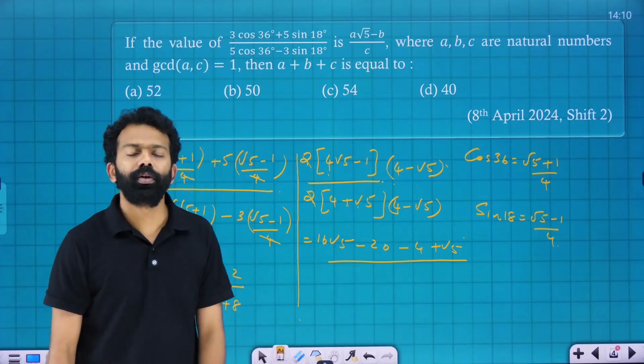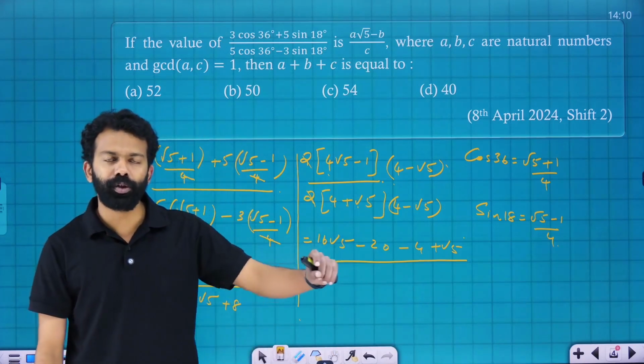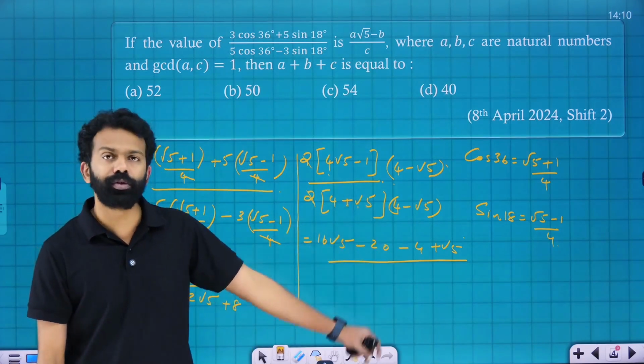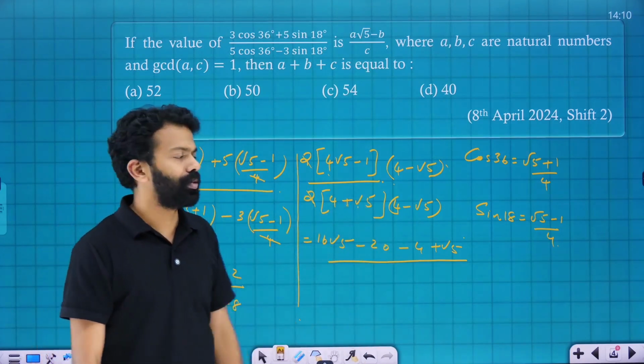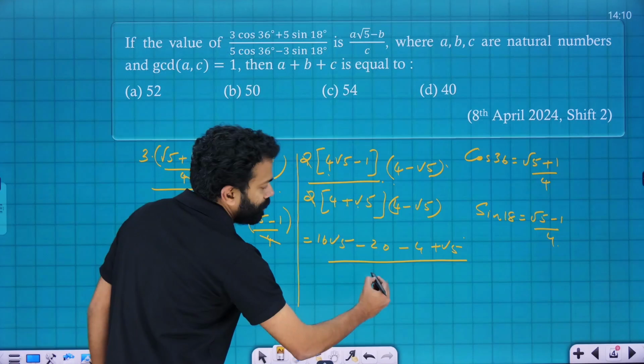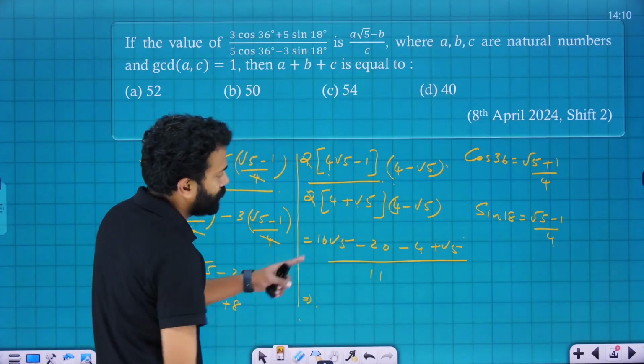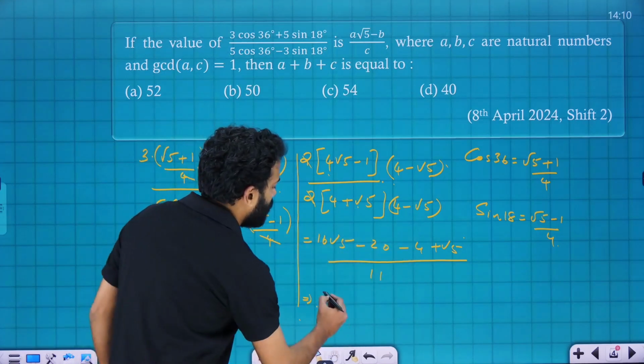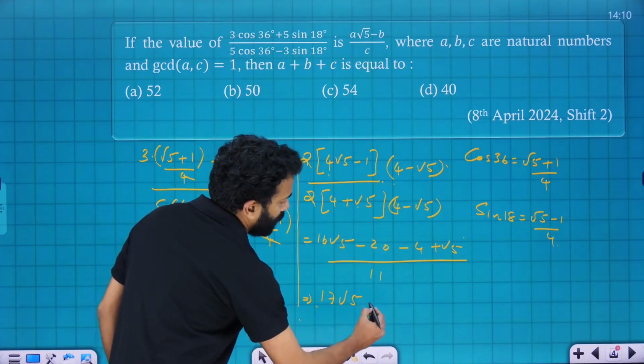That is 4 plus root 5 into 4 minus root 5. It will be a square minus b square. Therefore, it will be 4 square minus root 5 square. That will be 16 minus 5, which is equal to 11. And 16 root 5 plus root 5 will be 17 root 5 minus 24, divided by 11.